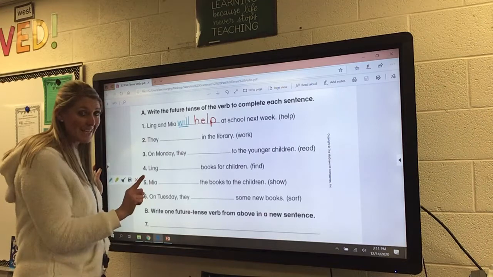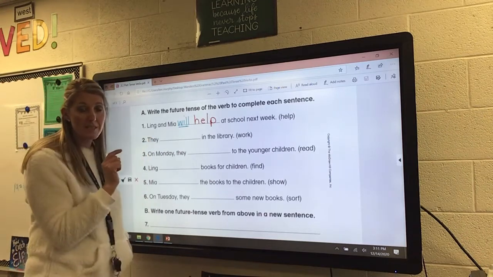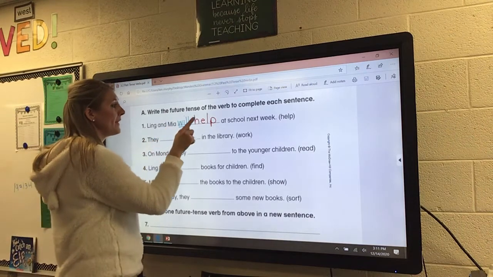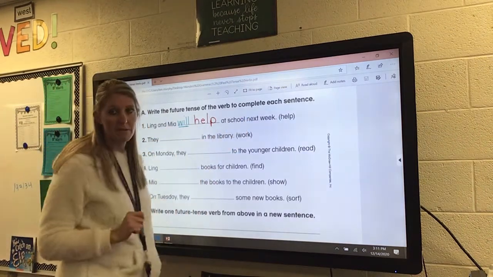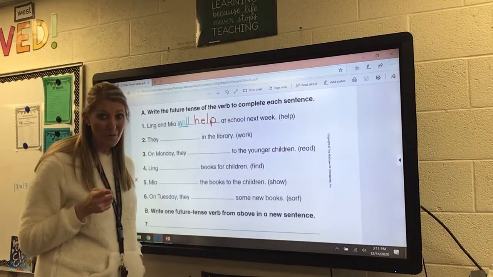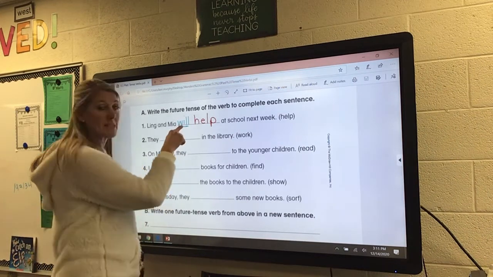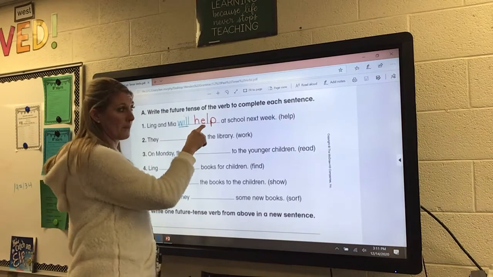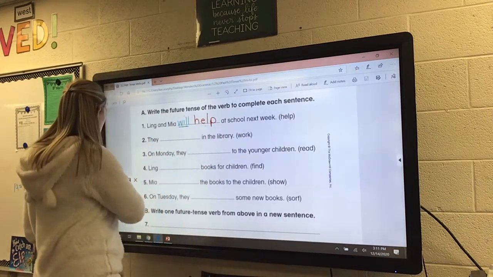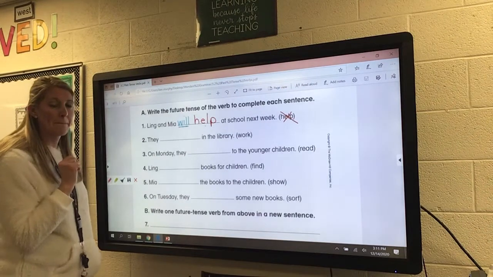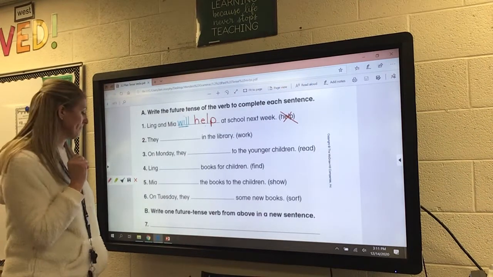Now, the second thing I need to do is read it and double check to make sure it makes sense. Ling and Maya will help at school next week. Does it sound right? Does it make sense? Yes. So I have will, that means it's going to happen, and I have my verb help. And as you can see, your verb is over here. Okay? Pause the video if you need to.